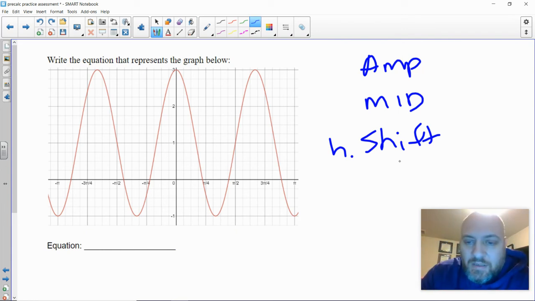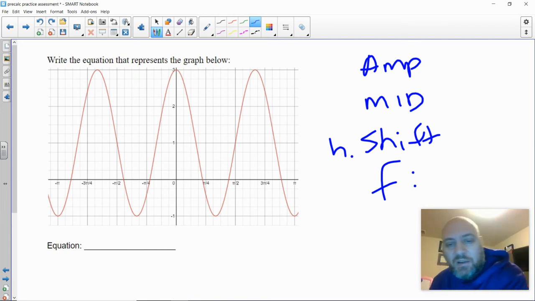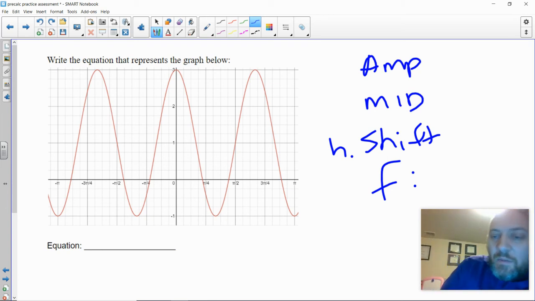And then the frequency, how many curves occur in the 2 pi period. So this goes from negative pi to pi. So how many curves occur? So my maximum is 3, my minimum is negative 1, which places my midline right in the middle at positive 1. From positive 1 to my maximum is 2, to my minimum is 2, so that must be my amplitude.